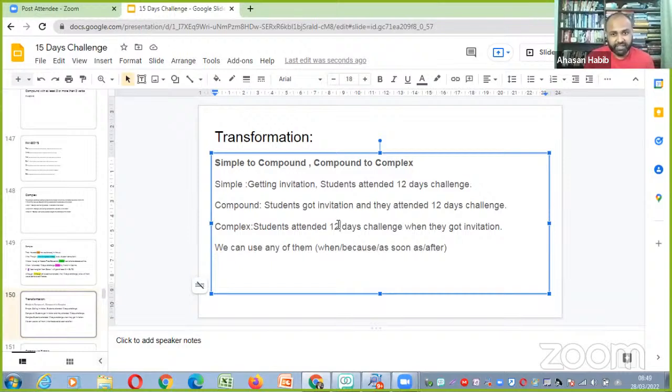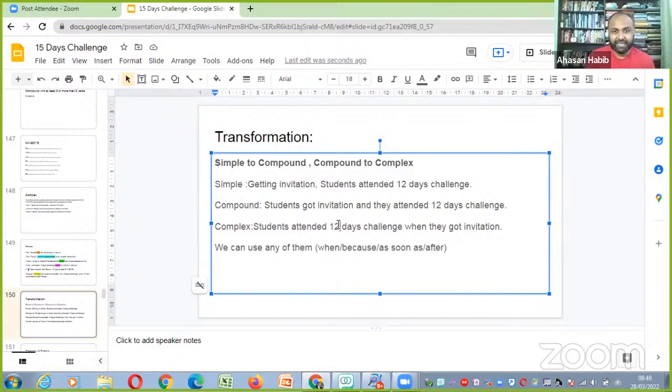So see in the last sentence, instead of saying when, we can say because, as soon as, after. For example, students attended 12 days speaking challenge because they got invitation. Students attended 12 days speaking challenge as soon as they got the invitation. Students attended 12 days speaking challenge after they got the invitation, right? So you can make a lot of variations of the sentences. So simple, complex, and compound. Now, we can say paying tuition fees.